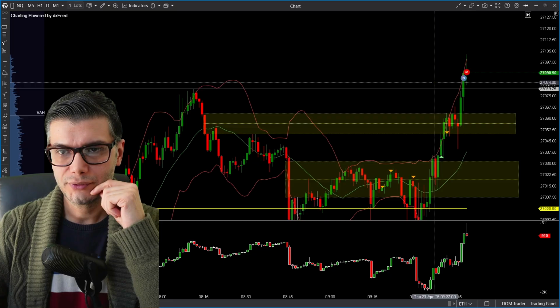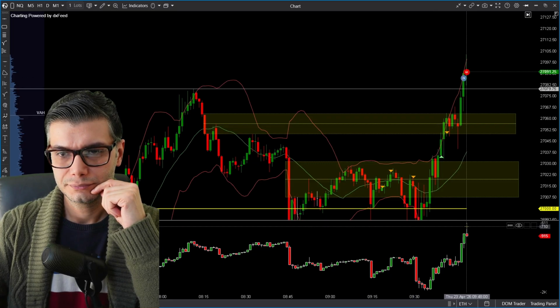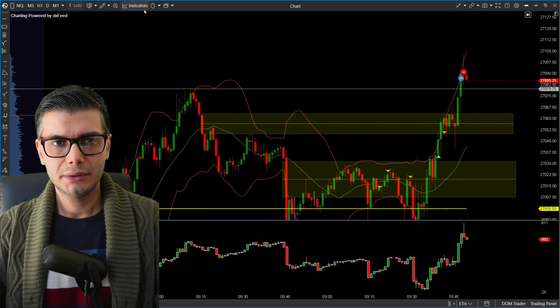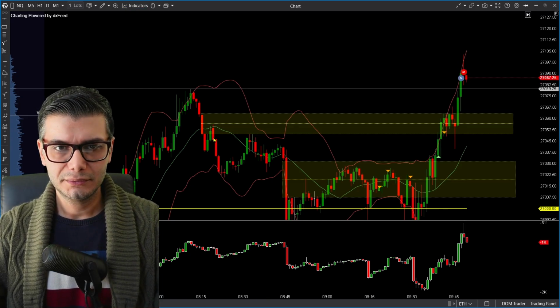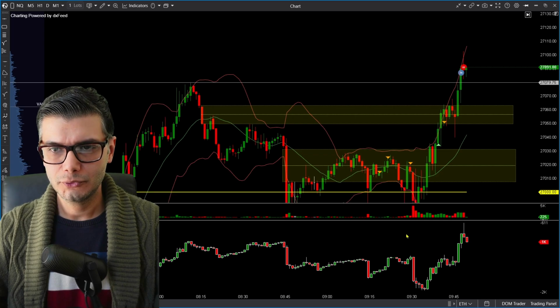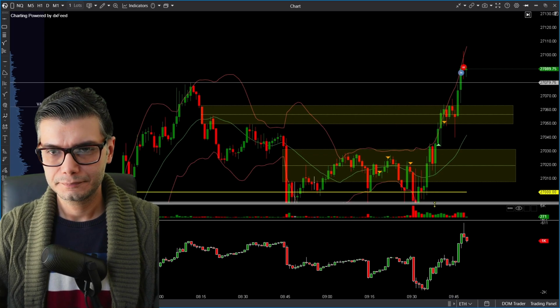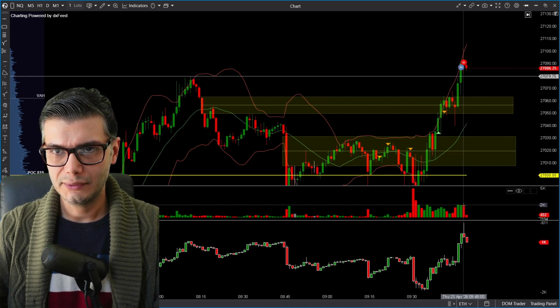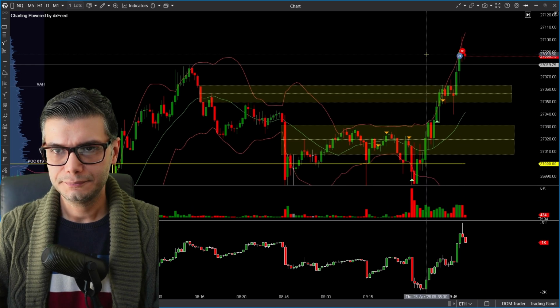$52 contract sell. Look at the cumulative volume delta. It is showing a massive sell. Let's add our volume to the chart. Okay. Yes, the selling amount is significant on this candle.